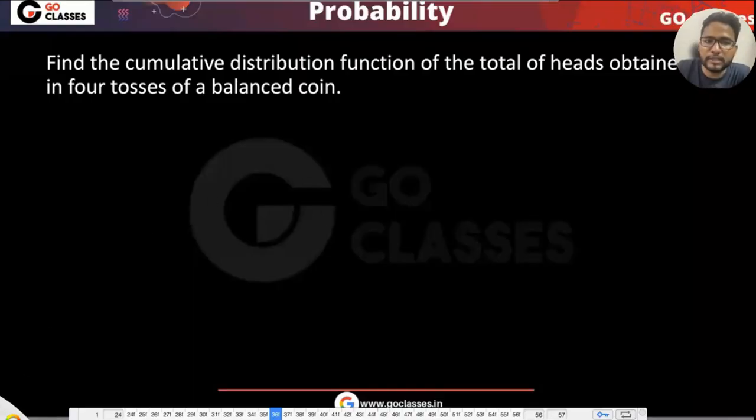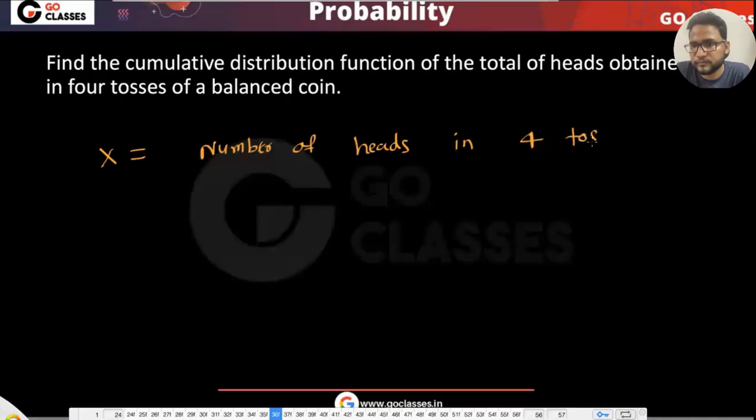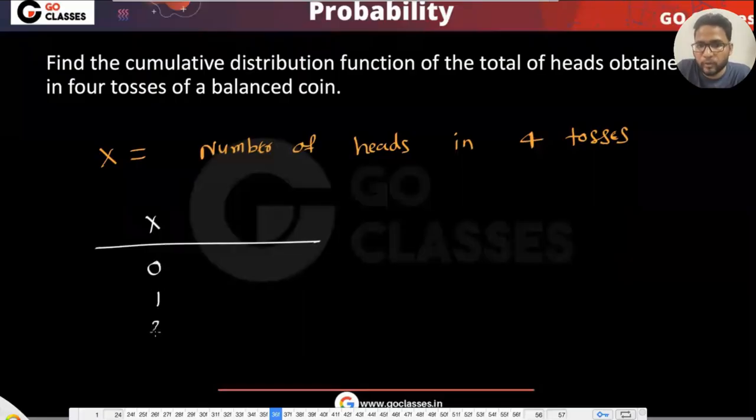Okay, so now they are saying: find the cumulative distribution function of the total number of heads obtained in 4 tosses of a balanced coin. If you're tossing it 4 times, what are the possible values that x can take? X is the number of heads in 4 tosses. I think it can take 0 if there is no head, maybe 1 head, 2 heads, 3 heads, or 4 heads.